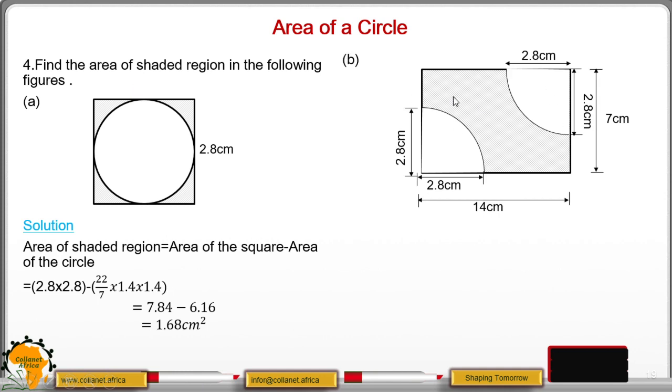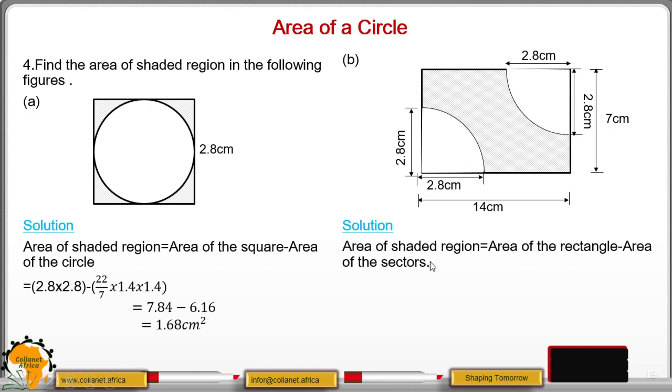We want to get now the area of shaded region. If you look at this one, it is now a rectangle, but now we have two sectors at the corners. So first of all, we get the area of the rectangle. Then, because the sectors are the same, we get the area of one sector, we multiply by 2, and then we subtract. So we proceed as follows. The area of the shaded region will be the area of the rectangle minus the area of the sectors.